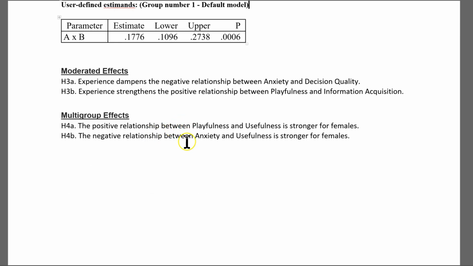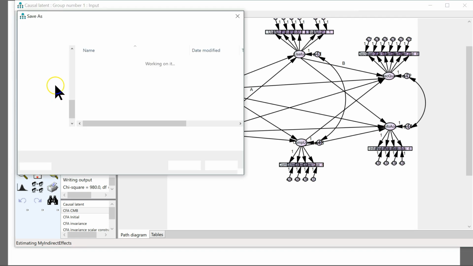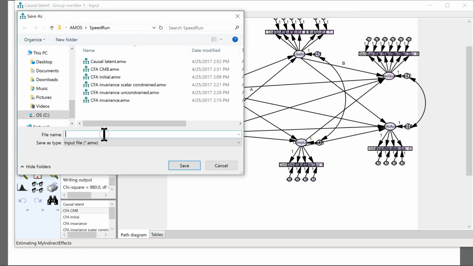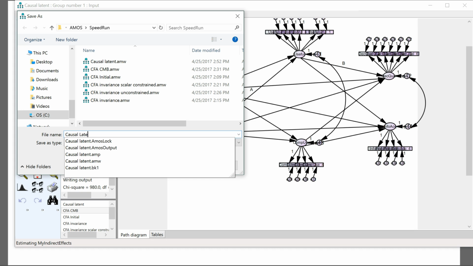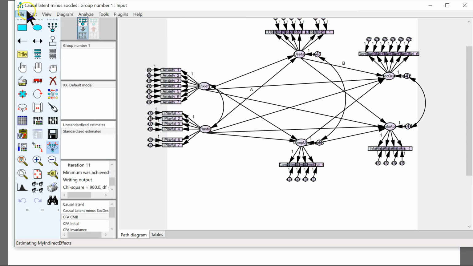Experience dampens the negative effect. All right. Here we are in interactions. I need to now use a different model. Let me save this as, file, save as, the causal latent minus social desirability. And now I'm going to create a new model.